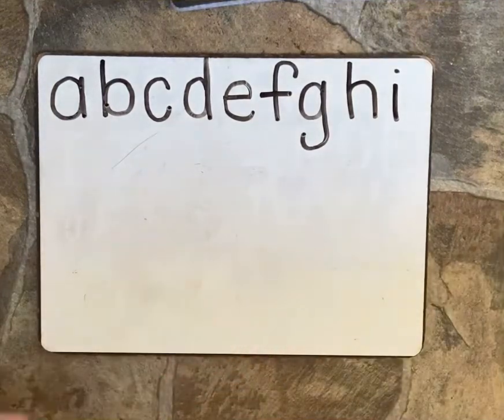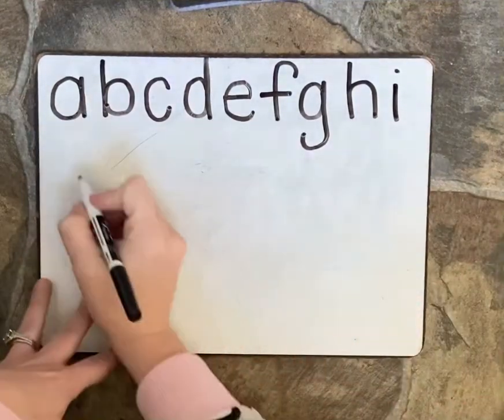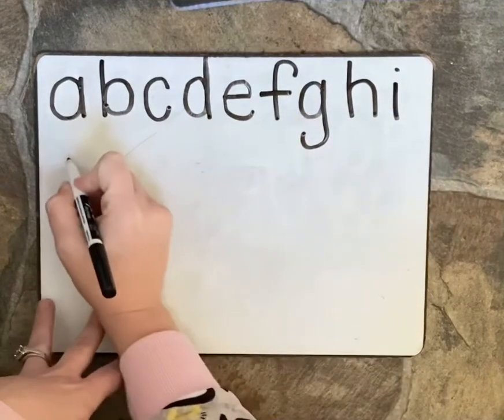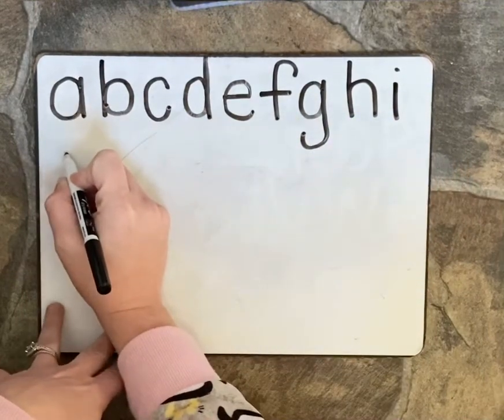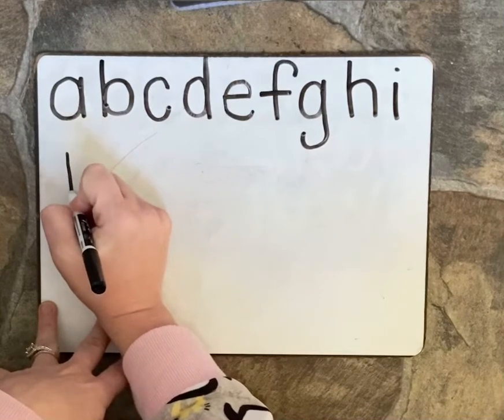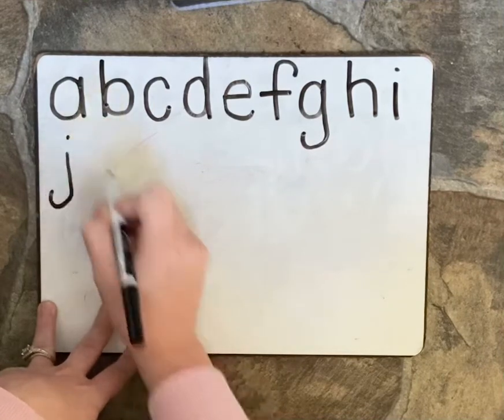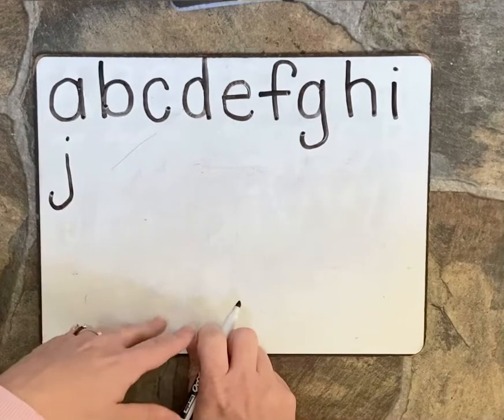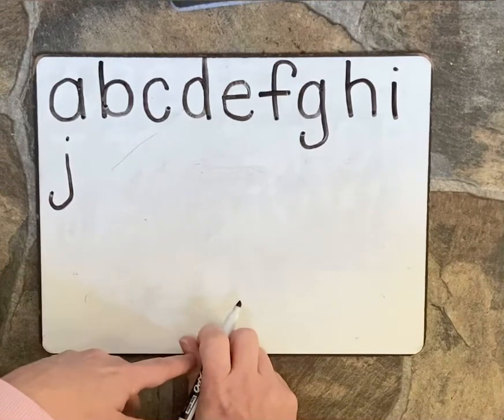The letter J. So if you can do the lowercase I, you can do the lowercase j. You start here. You're going to go down, curve, dot. And what comes next?